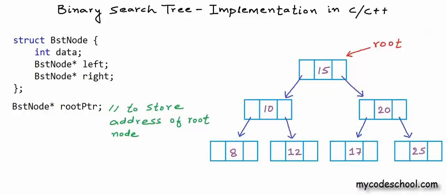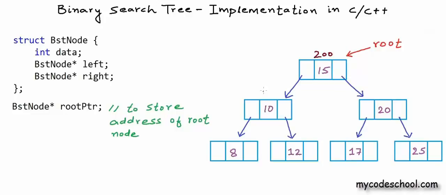In this logical structure of tree that I'm showing here, each node, as you can see, has 3 fields, 3 cells. Leftmost cell is to store the address of left child and rightmost cell is to store address of right child. Let's say root node is at address 200 in memory.